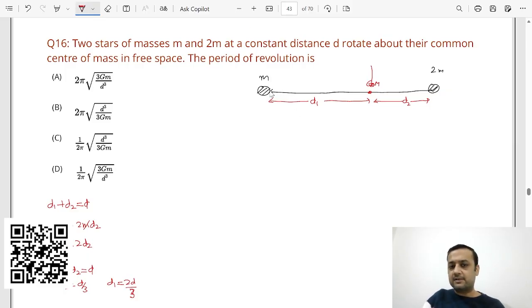Now we have to find the period of revolution. So if I write the centripetal force, now look, m will revolve in a circle of radius d1, and from where it will get the required centripetal force.